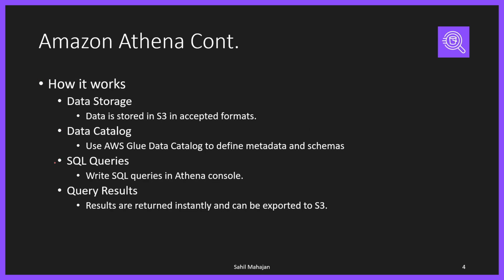Now let's quickly take a look into how it works. First step is your data storage. Your data is stored in S3, in an accepted format. We saw previously it could be JSON, Parquet, AVRO. So your data is stored in an S3 bucket. Second, you need to create a data catalog. You will be using the AWS Glue Data Catalog for creating a data catalog, wherein you will be defining all of your metadata and your schemas. Third comes your SQL queries. Here you will be writing SQL queries in the Athena console so that you get an output. These queries will be related to your data, and you will write them in the Athena console.